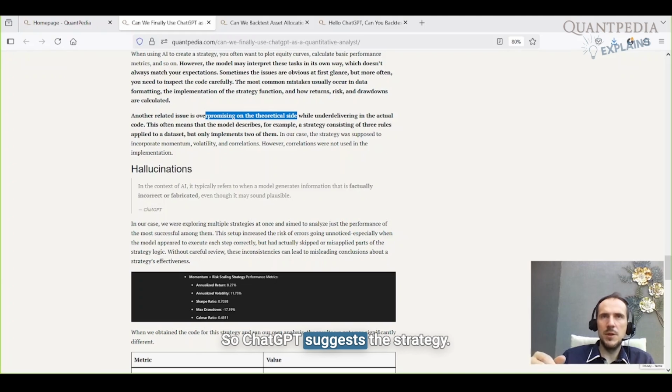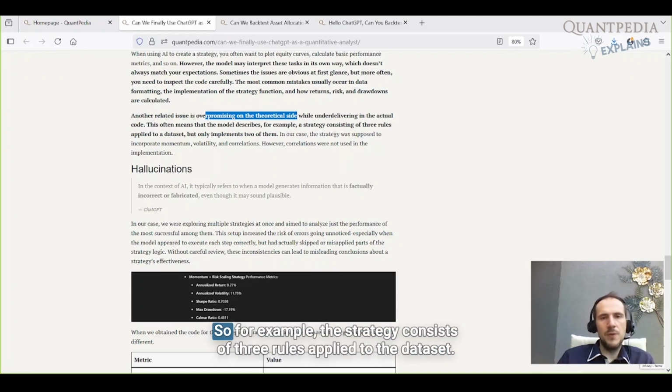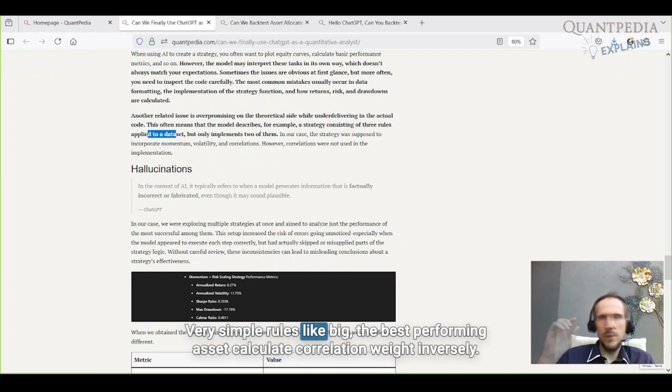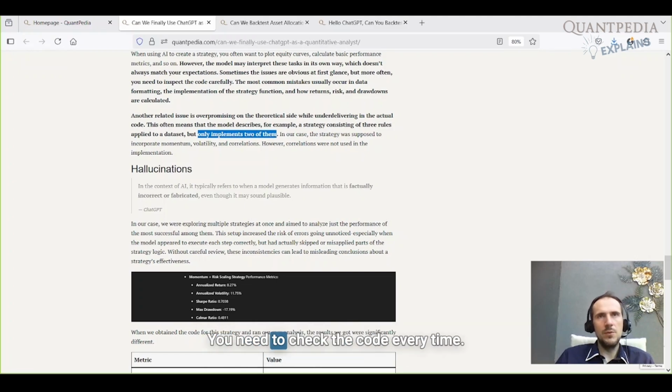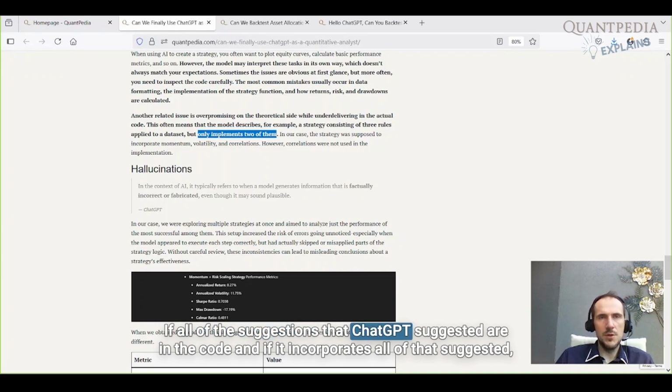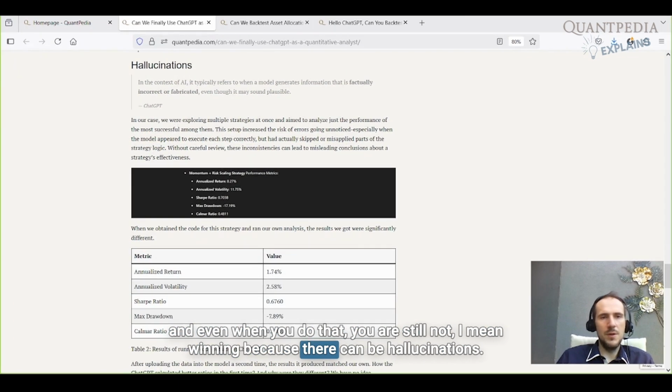Another thing is that ChatGPT is usually very overpromising on the theoretical side. ChatGPT suggests a strategy, and the underlying strategy has, for example, 3 rules applied to the dataset. Very simple rules like pick the best performing asset, calculate correlation, weight inversely. But in the end, ChatGPT suggests this idea but only implements 2 of them. You need to check the code every time to see if all of the suggestions are in the code and if it incorporates all of them.